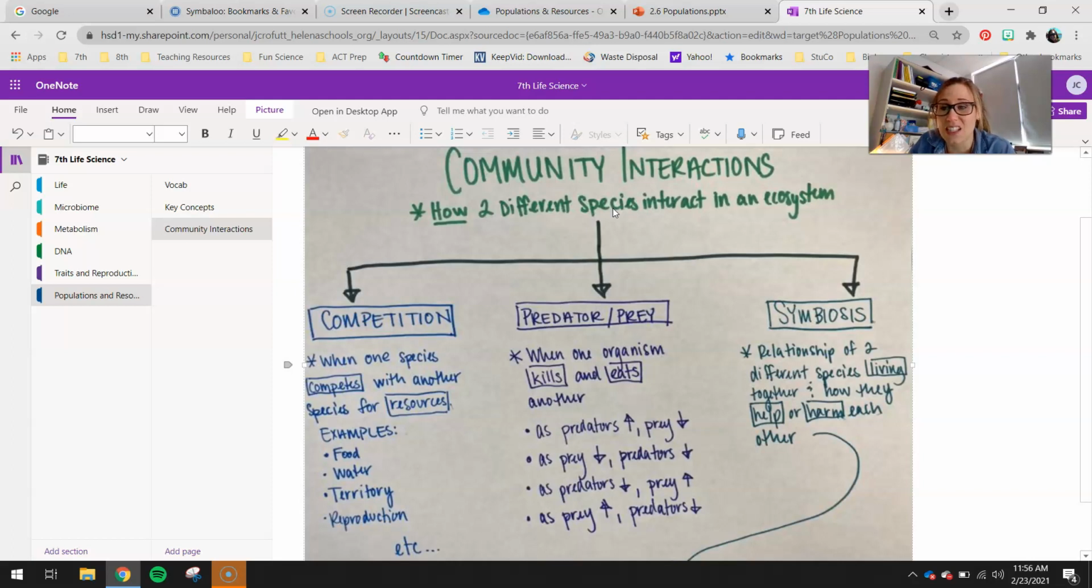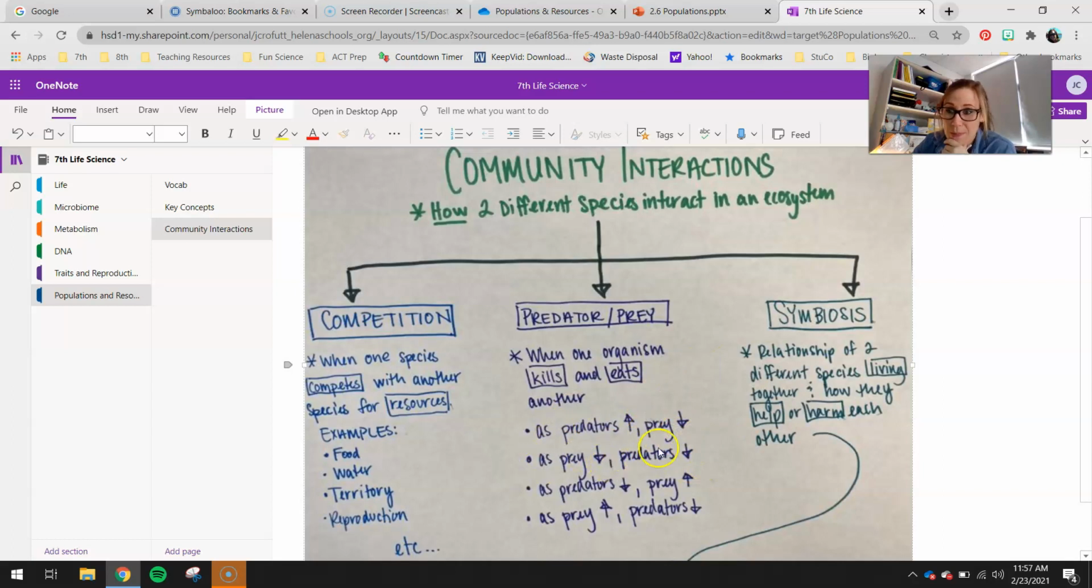So some of these are obvious and you know about them. The biggest one, I would say, is predator-prey. This is probably most familiar to you as far as the 3 types of community interactions go. This is when one organism kills and eats another. Little trends I want you to know are below. As our number of predators goes up, our prey are going to decrease, right? There are more predators, so more prey are being eaten, so our prey go down.